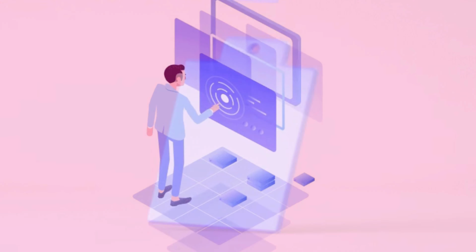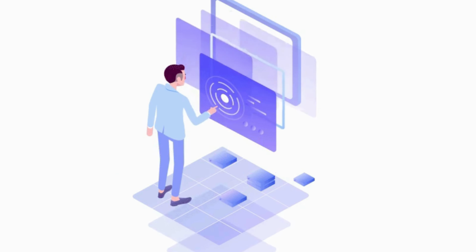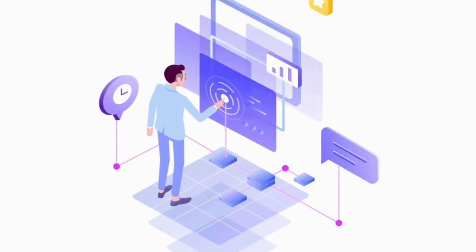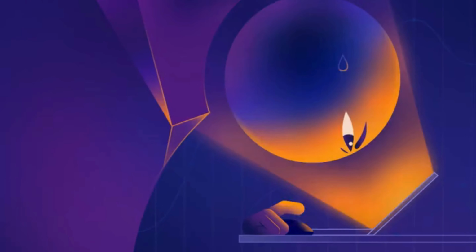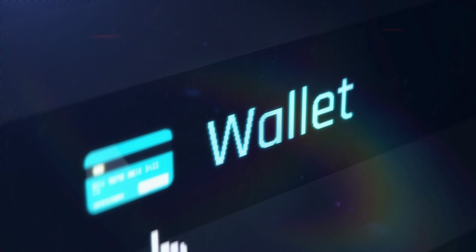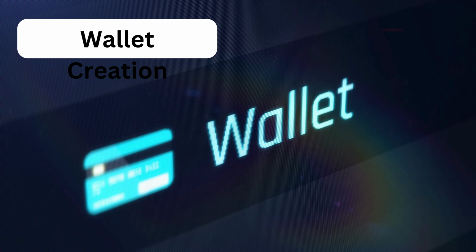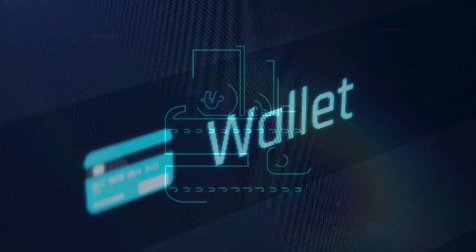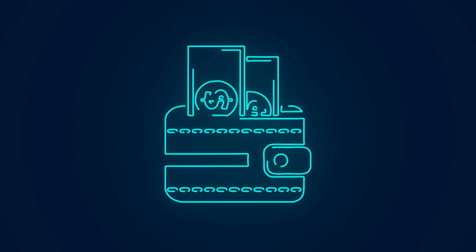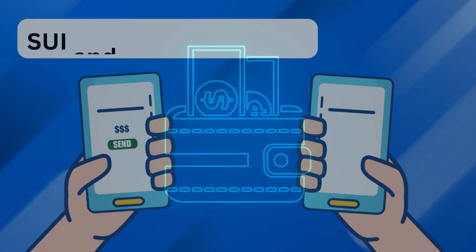Now that the setup is complete, let's move to configuration. The Moonshot Volume Booster comes with a user-friendly interface, allowing you to configure every aspect of your trading strategy. Here's how to set it up. Wallet creation: create multiple wallets for decentralized trading activity. This feature helps mimic organic market behavior by distributing trades across wallets.